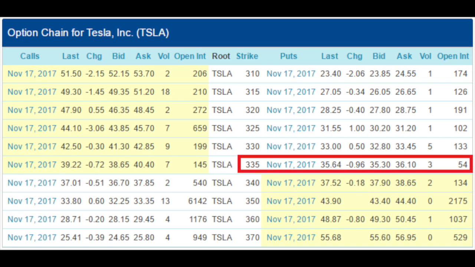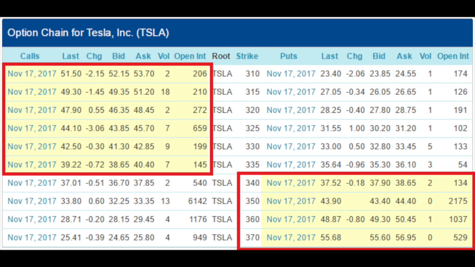On the put side, a person that buys a put has the right to sell a stock of Tesla at $335, while the person that sold the put gets the premium immediately but has to buy a stock of Tesla from the owner of the put if he so desires at the strike price of $335.